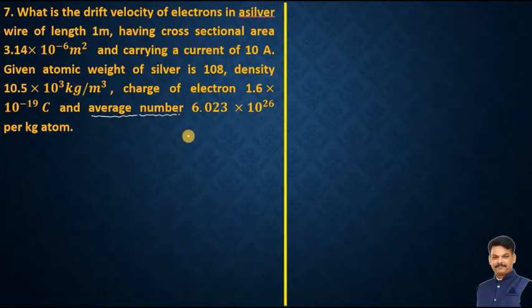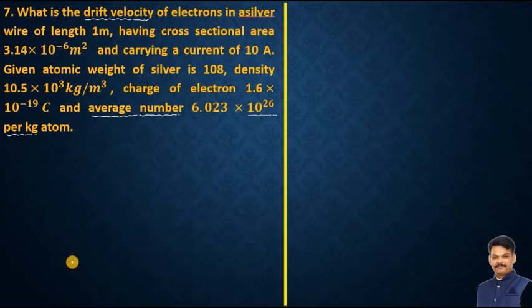Remember, dear students, here it is not per gram of substance, it is per kg. Hence here 10 raised to 26 is taken. So don't get confused by this value. Now see, what are the given things? Here we have to calculate the drift velocity.